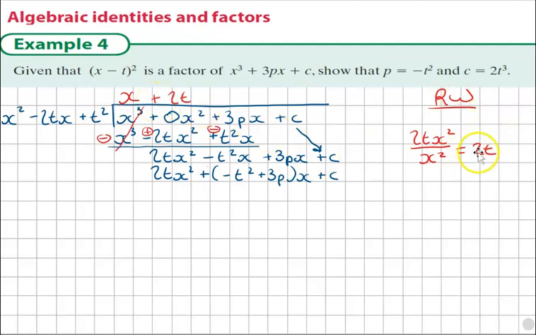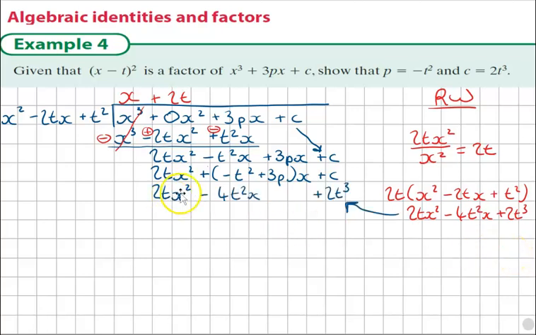So then we multiply that 2t by x squared minus 2tx plus t squared. And we get 2tx squared minus 4t squared x plus 2t cubed. So again, be really careful with your powers here and where you put your powers. So we write that underneath here. Notice that I have the x squared under the x squared, the x term under the x term, and then the constants under each other.